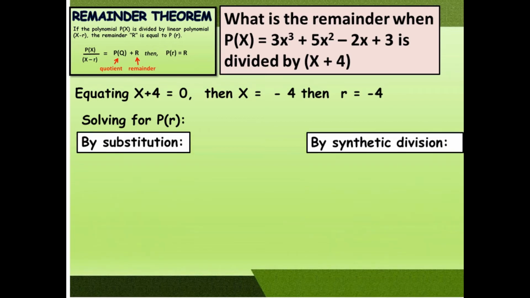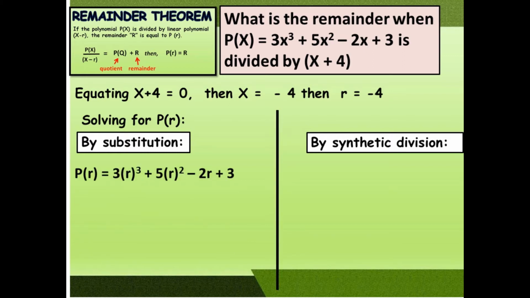So, we have two ways of solving the remainder. First is by substitution, yung nakasanayan natin sa Math 7 or Math 9. And we have now the synthetic division. So, let us solve first by substitution. Okay. So, if we substitute r as the value of x, so we have now p of r equals to 3 times r cubed plus 5 times r squared minus 2r plus 3.